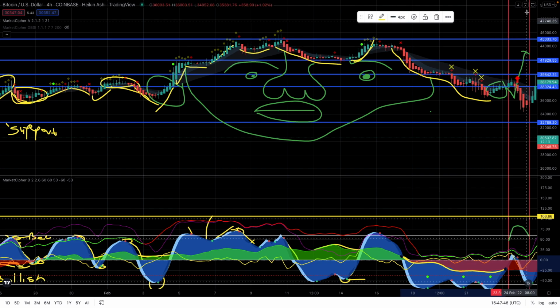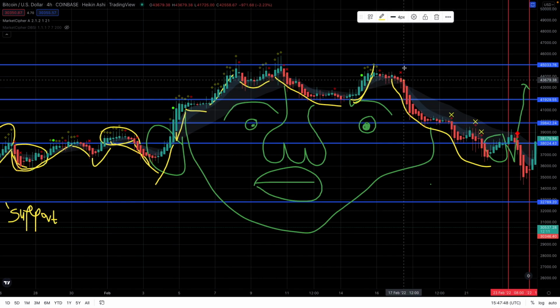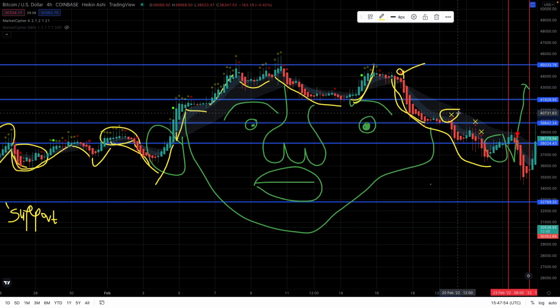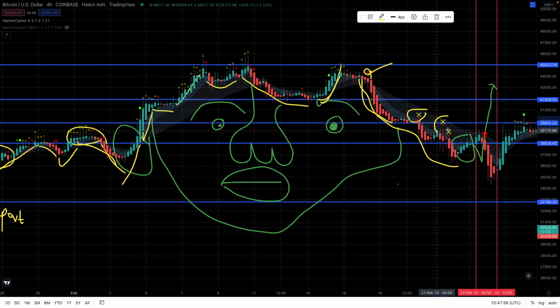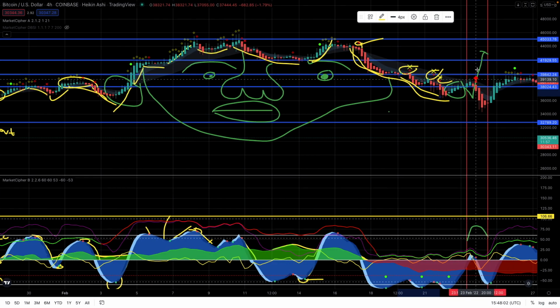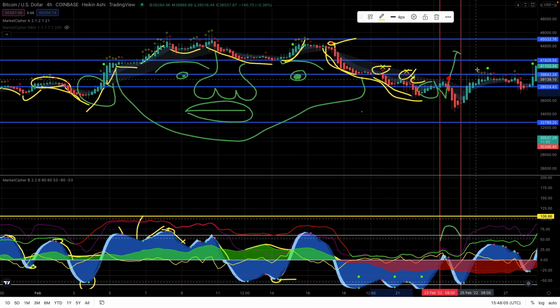And see what's happening here. We registered another red X, which is a bearish sign. Price is dropping. Money is leaving. We registered another manipulation sign. See the manipulation signs. Another one. So price drops. It's like Market Cipher is giving you what's happening in the assets.